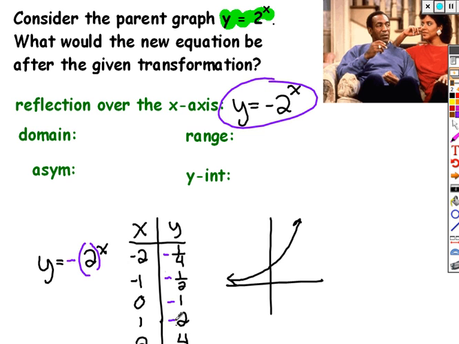And if my x values stay the same, but my y values change, what's going to happen is this graph would just flip over the x-axis. So that negative is going to cause a reflection over the x-axis.